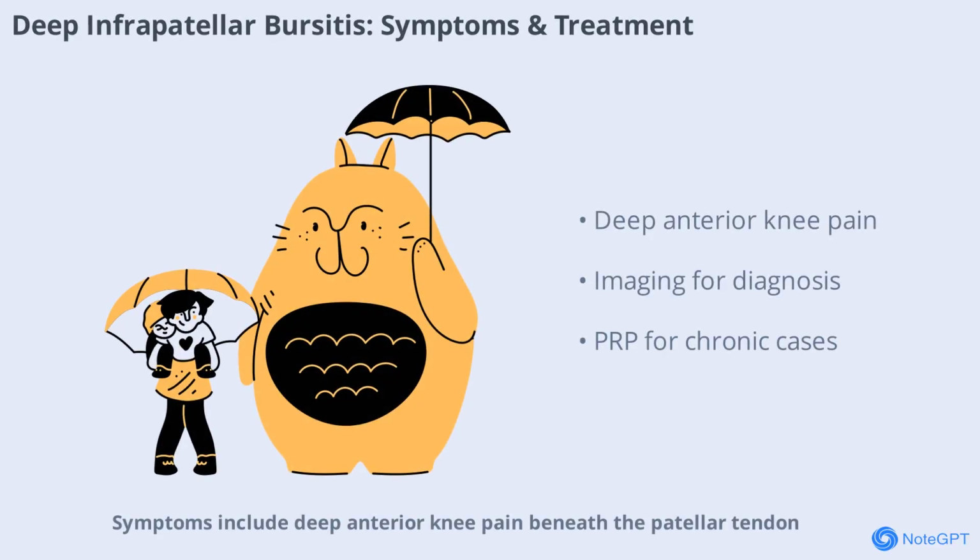Symptoms include deep anterior knee pain beneath the patellar tendon, worsened by running, kneeling, or stair climbing. Diagnosis often requires imaging as swelling is not visible. Treatment starts with rest, NSAIDs, and physiotherapy. Persistent cases may benefit from ultrasound-guided aspiration and corticosteroid injection, but surgery is rarely needed. Biologic therapies like PRP are being explored for chronic or resistant cases.